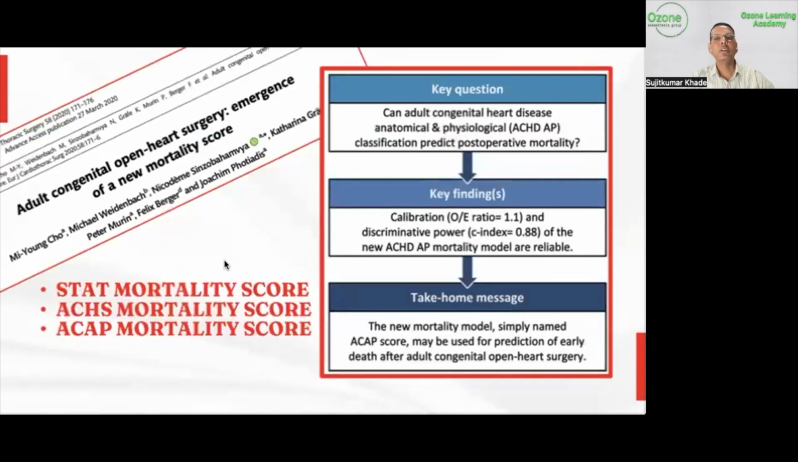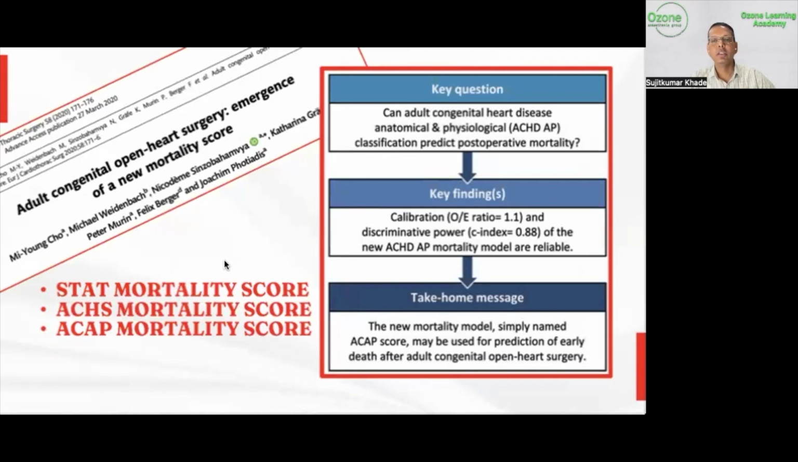In this paper, the authors compared the 3 most common and relevant risk models. The first is the mortality score constructed in 2009 by the European Association for Cardio-Thoracic Surgery and the Society of Thoracic Surgeons, that is the STAT mortality score. The second is the adult congenital heart surgery mortality score, which was published in 2015 by Fuller.